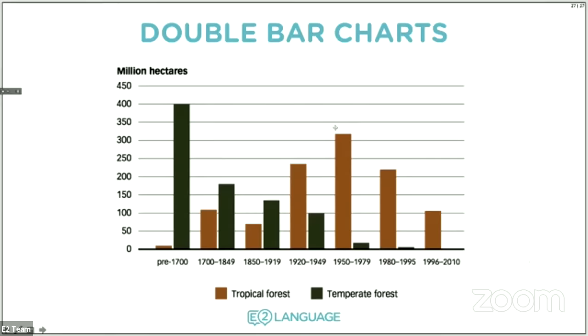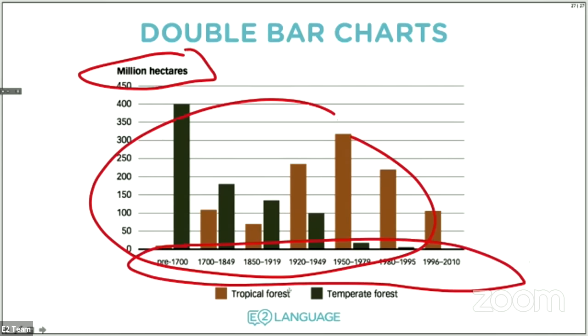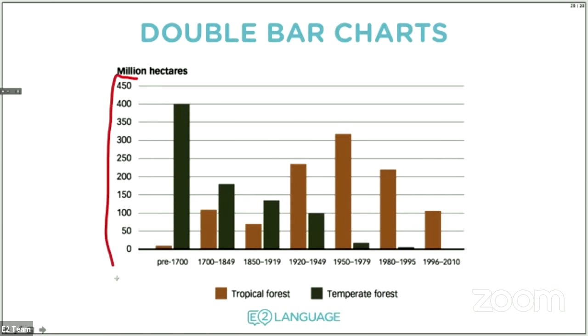Good. You should have said the type of graph. You should have mentioned the x-axis, and you should have mentioned both of these. Now, you'll notice that I haven't really been getting into the y-axis yet. And to be quite honest, I'm probably not going to spend much time in the y-axis because it's extremely confusing. But we'll get to that when we start to describe the image.